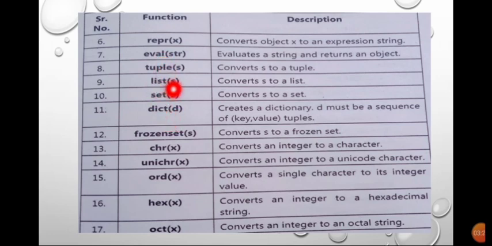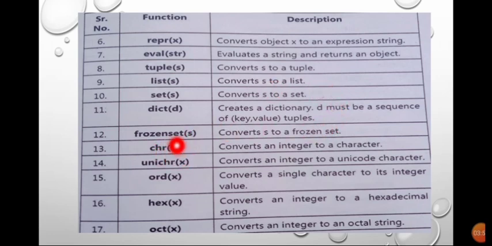list(s). That means s is converted into a list. set(s). Similarly, s is converted into a set. dict(d). That means it creates a dictionary. d must be a sequence of key value tuples. Okay. The d, that means it may be a key or value. It is converted into a dictionary. frozenset(s): s is converted to a frozen set.